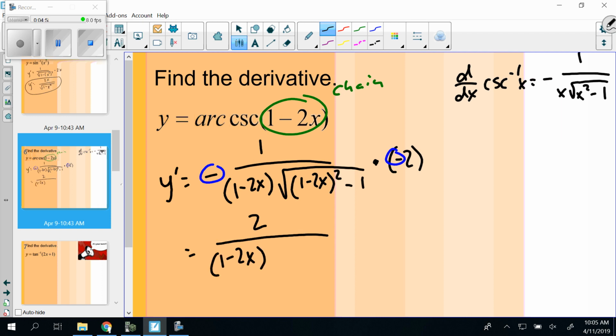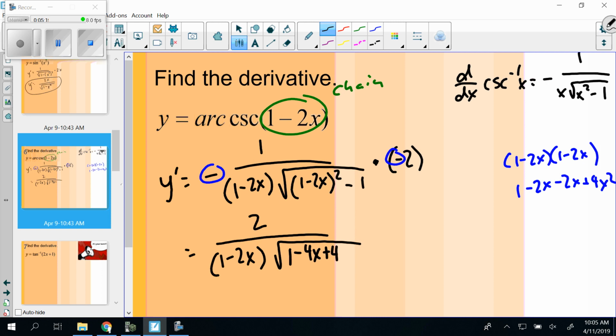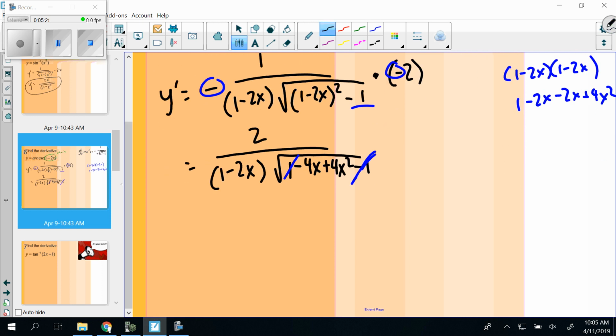On the bottom here, I am going to multiply this 1 minus 2x squared out. So if we multiplied two of those, we'd end up with 1 minus 2x minus another 2x plus 4x squared. Simplifying that, we get 1 minus 4x plus 4x squared. But then we have this other minus 1 that's still there from up here. It looks like then these two ones cancel out. So now our derivative would become 2 over this.